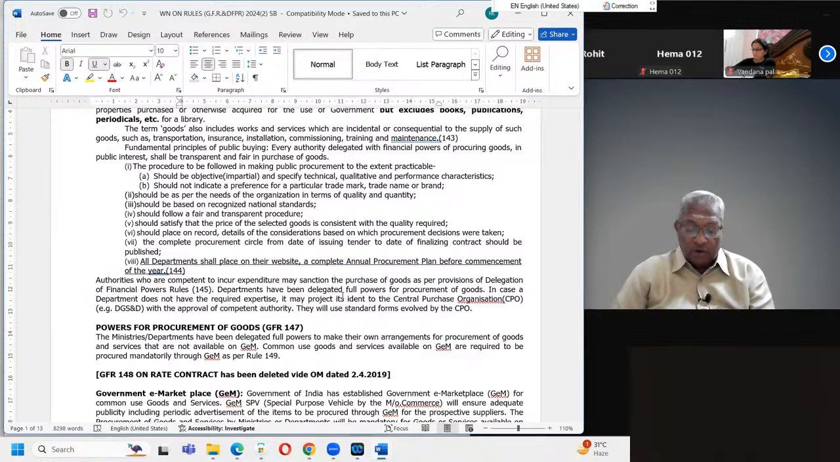देन शुड फॉलो ए फेयर एंड ट्रांसपेरेंट प्रोसीजर. इसके बारे में एक पूरा चैप्टर है एंड में, क्या है ट्रांसपेरेंट प्रोसीजर, आई विल एक्सप्लेन लेटर. देन शुड सैटिस्फाई दैट द प्राइस ऑफ द सेलेक्टेड गुड्स इज कंसिस्टेंट विद द क्वालिटी रिक्वायर्ड. आपको पहले तो क्या चाहिए, क्वालिटी ऑफ स्पेसिफिकेशन ऑफ द आइटम परचेज, वो पहले ये सेटिस्फाई करना है.